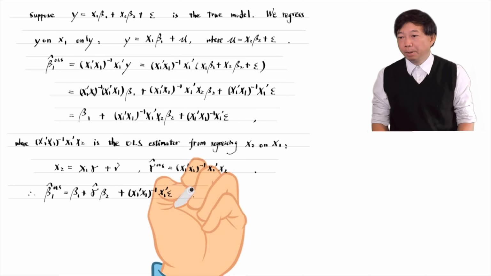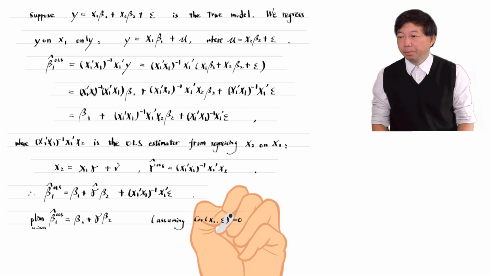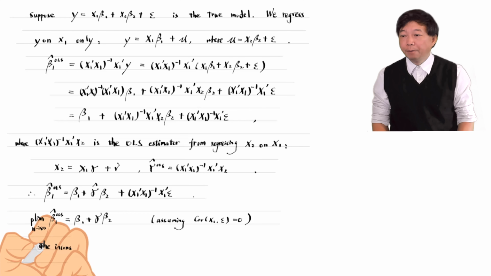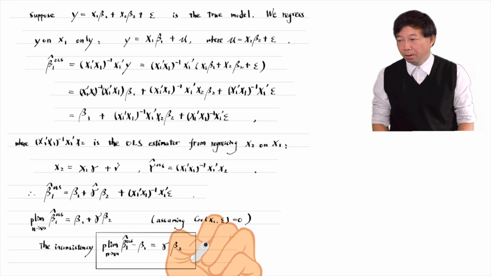Finally, we take the probability limit of beta 1 hat. The last term becomes 0 because we assume that the error term in the true model is not correlated with any of the explanatory variables. Gamma hat converges to the true value gamma as the sample size increases. Therefore, we obtain the formula for the inconsistency or asymptotic bias in the context of omitted variables.